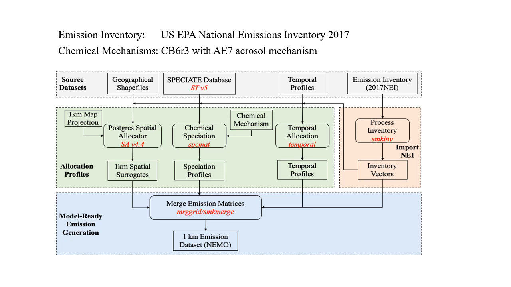Here is the flow chart of the procedures to generate the dataset. The rectangles mean the input and output files we need to collect or generate, and the rounded corner rectangles indicate the necessary tools, programs, and models. The processing can be summarized in 4 steps: chemical speciation, temporal allocation, spatial allocation, and file merging.